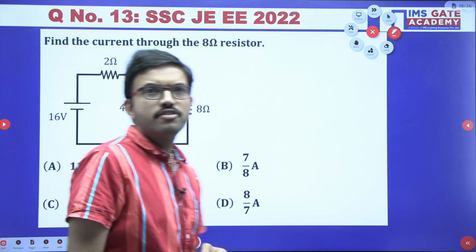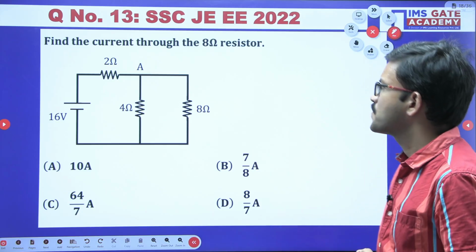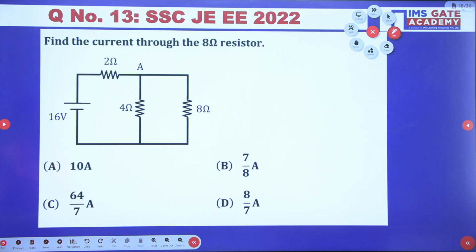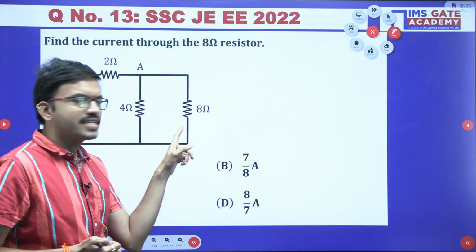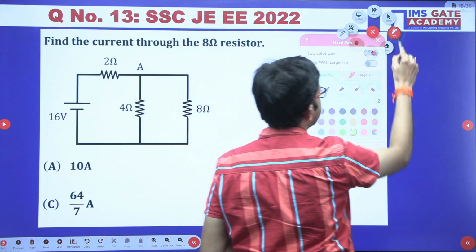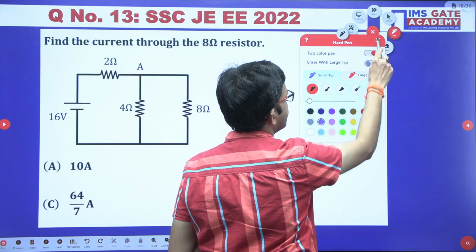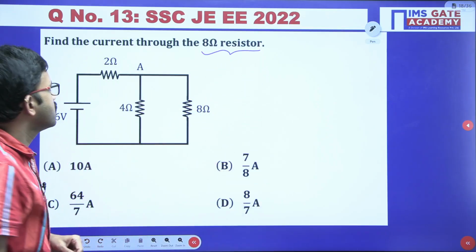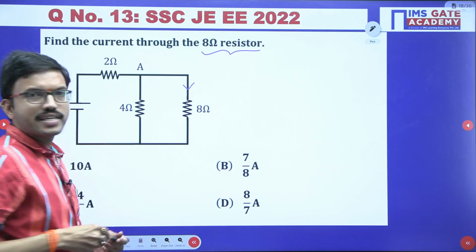Yeah, next question, all of you give a try. In this question, we have to calculate the current flowing through the 8 ohm resistor. In this particular branch, we have to calculate the current.